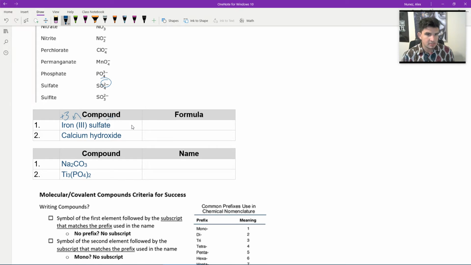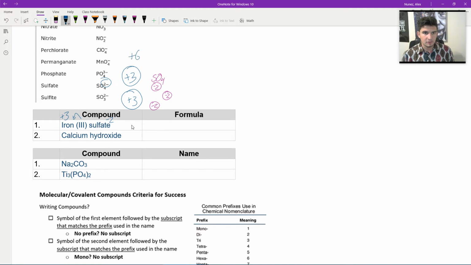So that means that if I want to balance these charges out, 1 iron has a charge of +3, 1 sulfate has a charge of -2, and 1 sulfate is made out of 1 sulfur and 4 oxygens, so we don't split those up. If I want to balance these out, I'm going to need a couple extra sulfates here. This gives me a charge of -6, iron, charge of +3.